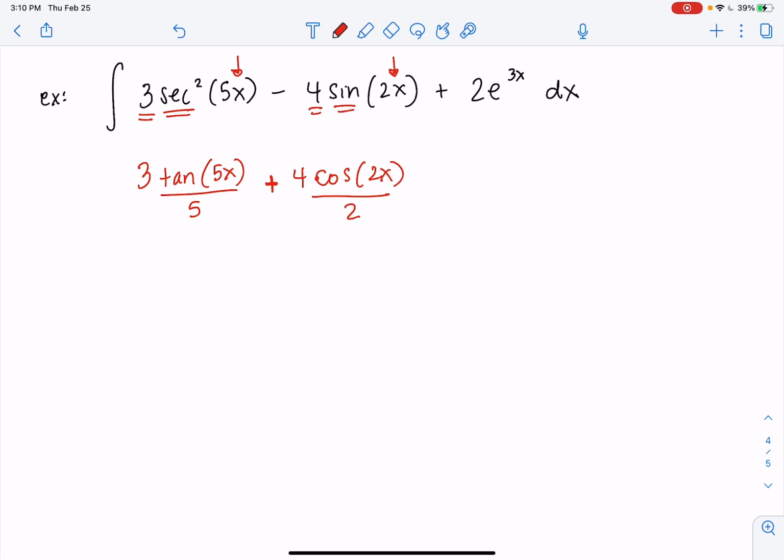And then for the last piece, we're going to copy the 2. This stays e to the 3x, but we're going to divide by the slope of that linear expression, which is 3 plus c, and we're done. We would simplify the 4 over 2, but otherwise we're good to go.